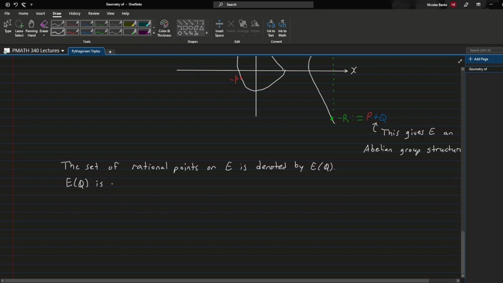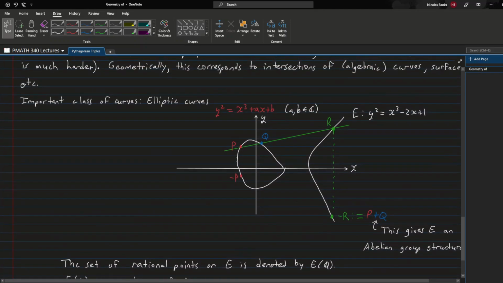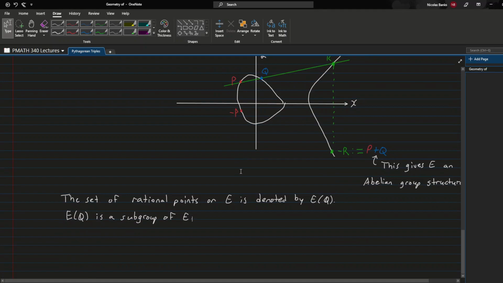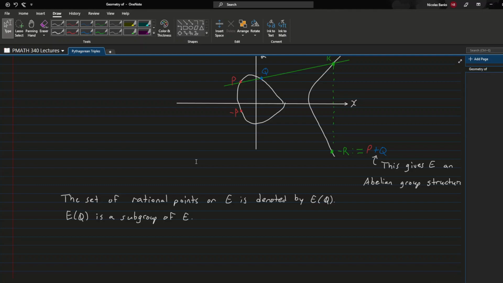So E of Q turns out to be a subgroup of E with its elliptic group, with its abelian group structure. So that means the identity element, which I call the point at infinity, has rational coordinates. We consider it an element of E of Q, and E of Q is closed under addition and under negation, reflection about the x-axis.